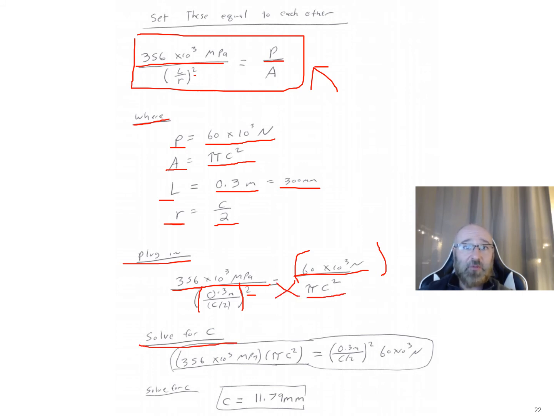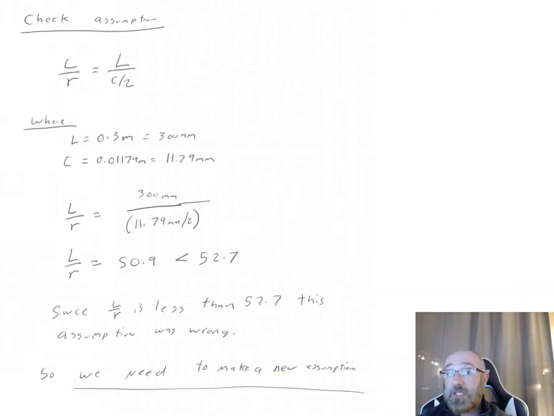Again, we can cross multiply this, come up with this relationship here, solve it for c, and we find that c is equal to that value we said earlier of 11.79 millimeters. So this is converting this to millimeters here. So based upon that assumption for our slenderness ratio, we now have that diameter for D. We need to check that assumption next.